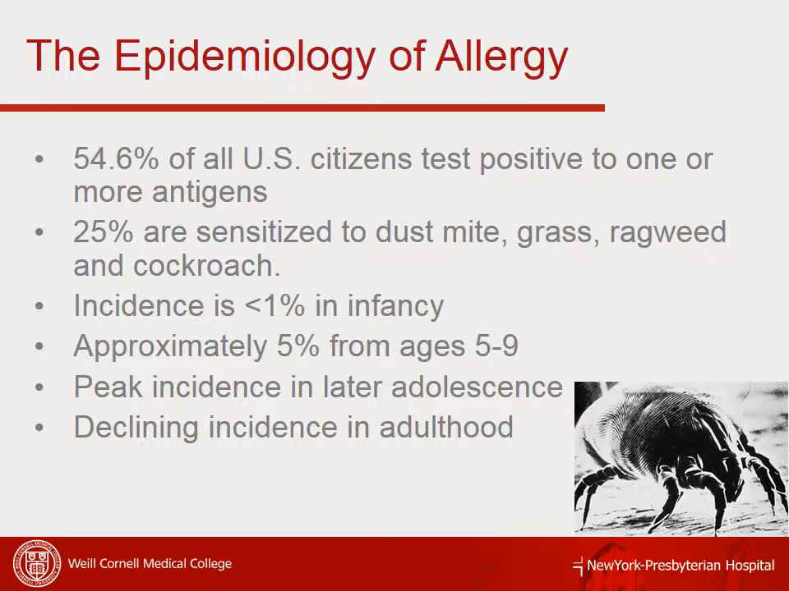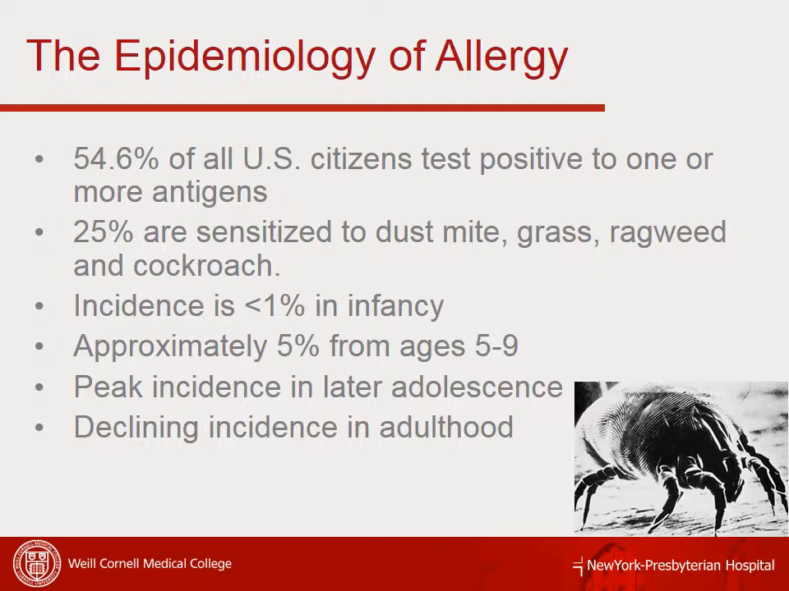Now, the majority of all people in the U.S. and worldwide will test positive to one or more antigens. Now, many of those people are not symptomatic, but if they are, the most common sensitivities are dust mite, and then pollens like grass, ragweed, and then also cockroach as well in other animals. The incidence is actually very low in infancy, and then it rises as you get into young adulthood, and the peak incidence is in later adolescence. And then we see a declining incidence as we get towards adulthood.